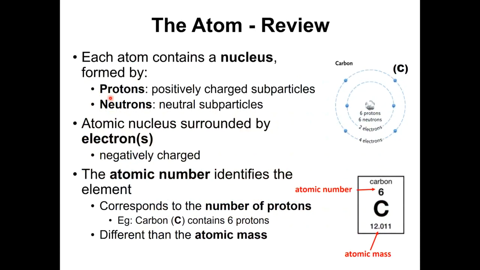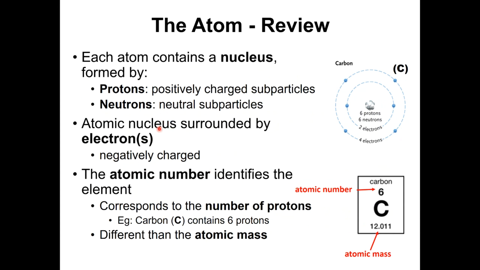Now, atoms are all made of three main subparticles. Two of them are found in the nucleus, and they're called the protons and the neutrons. They are particles with a certain mass, but they are different. Protons do carry a positive charge, whereas neutrons, as the name says, are neutral. Oftentimes there is the same number, but there might be different numbers of protons and neutrons in the nucleus.